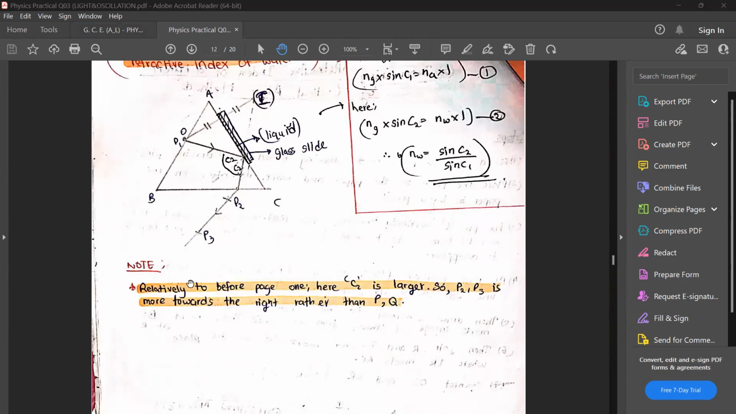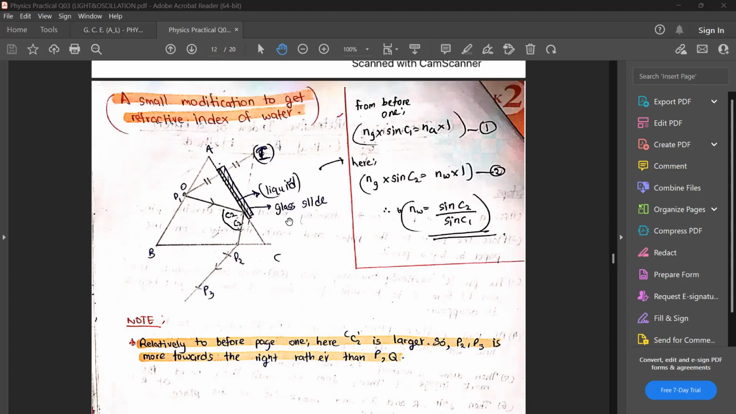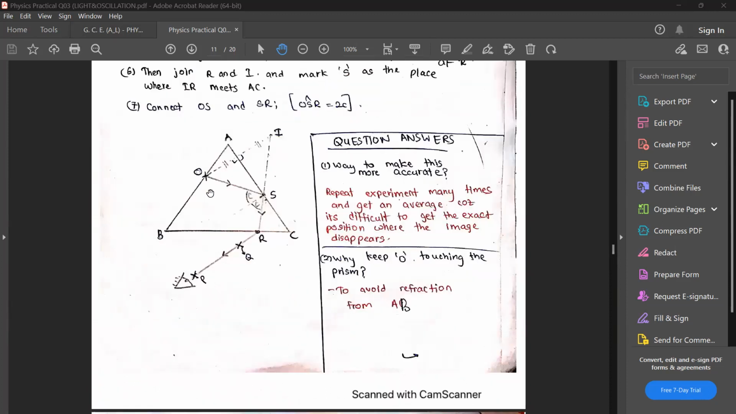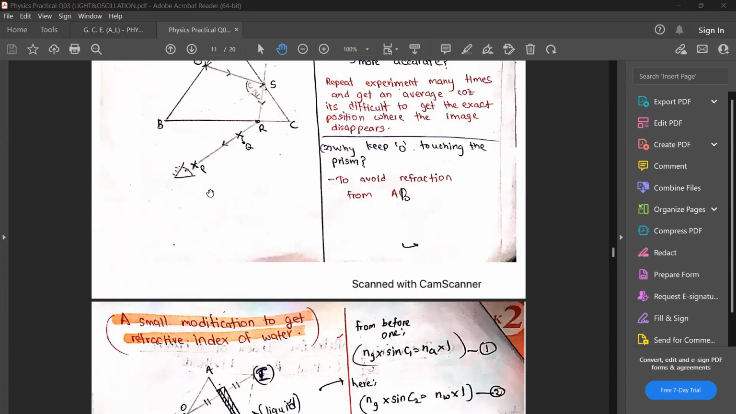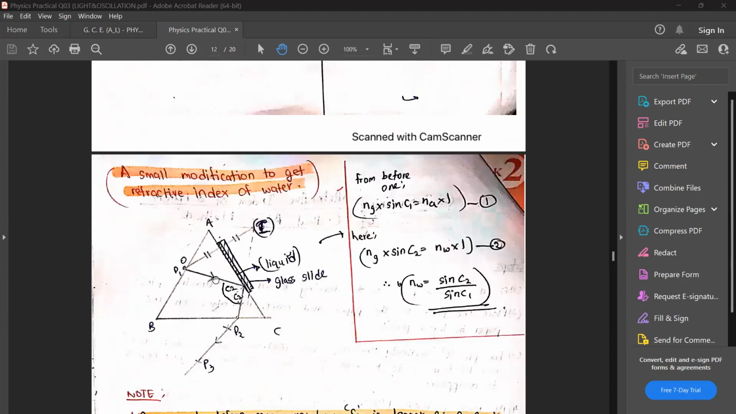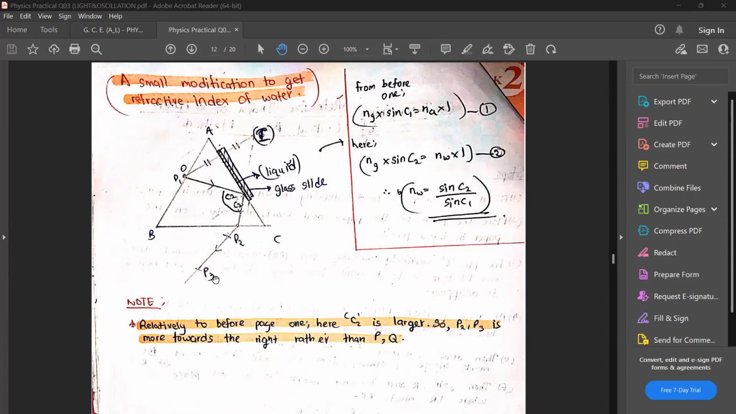Relative to before, yes, the critical angle is larger, so P2, P3 should move toward the right rather than PQ. That's another thing. In this experiment, we have used a glass-air interface. Here it is a glass-water interface. When you use a glass-water interface, the critical angle becomes larger. Therefore, since the critical angle becomes larger, the pins have moved a little bit to the right, to this side.